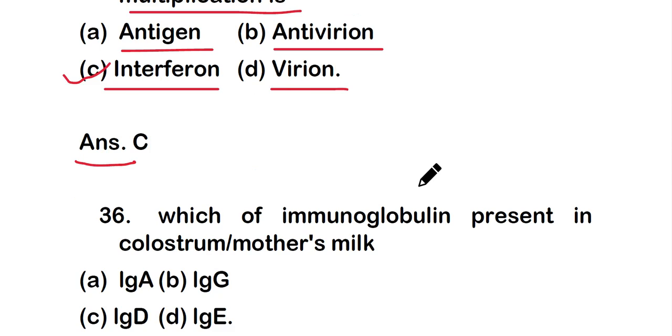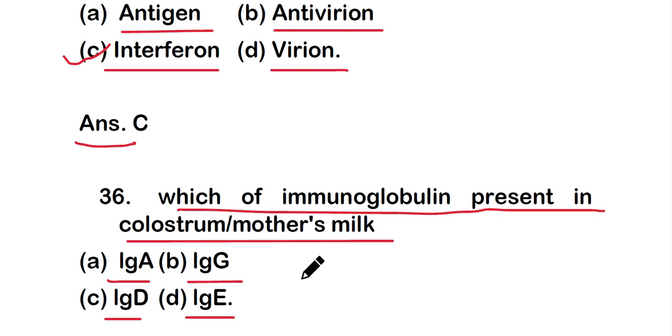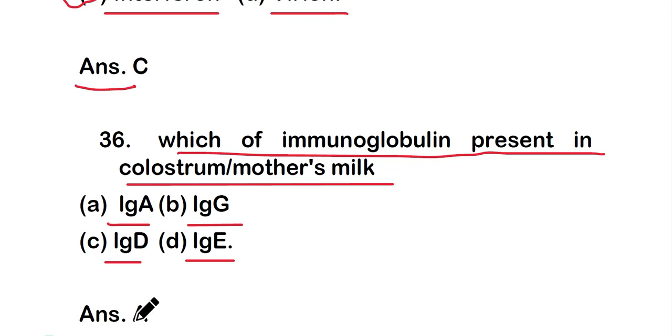Okay, so next one is question number 36. Which immunoglobulin is present in colostrum or mother's milk? The options are option A, IgA, option B, IgG, option C, IgD, or option D, IgE. So the right answer is option A, that is IgA antibody we will get, or present, in colostrum or mother's milk.